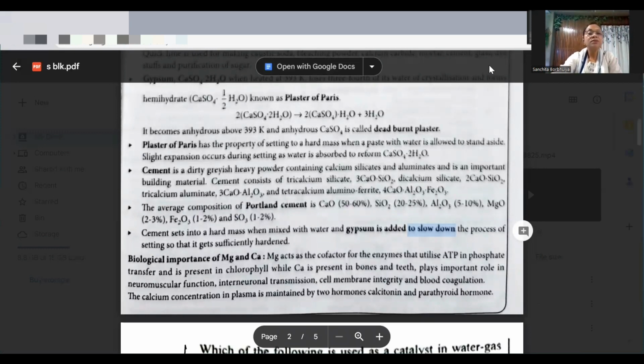Okay. Once again, let us go through the previous reaction. You take calcium sulfate.2H2O, 2 moles of it. You can dehydrate it to 2CaSO4.H2O plus 3H2O. But if you want complete dehydration of calcium sulfate, you have to heat it above 393 Kelvin. That will give you only calcium sulfate, which is called dead burnt plaster.